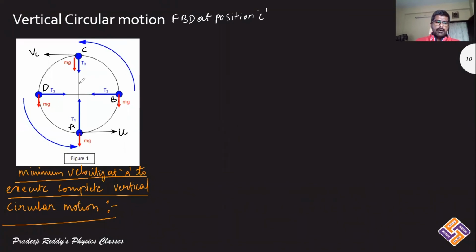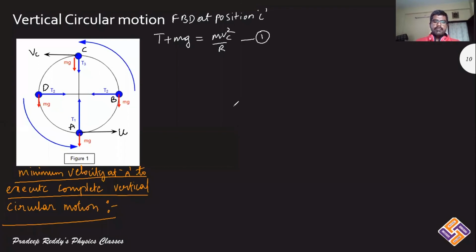Free body diagram at position C: tension at C will be in the downward direction. Gravitational force is also in the downward direction. mv square by r will be in the upward direction. So therefore tension T plus mg is equal to mv square divided by r, that is Vc. Let me take this as equation number 1.